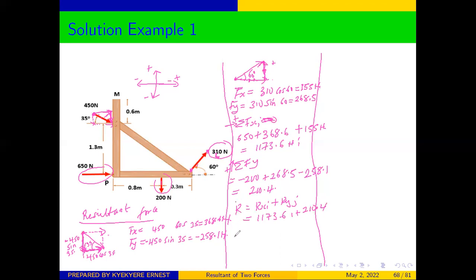This one is in the vector form. What will be the magnitude of this? So the magnitude R is equal to the square root of 1173.6 squared plus 210.4 squared. And from here we can get the magnitude of our resultant force, which will be equal to 1192.3 newtons. So we have gotten our resultant force. Now we are left with our resultant moment.